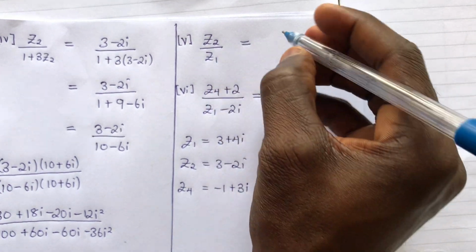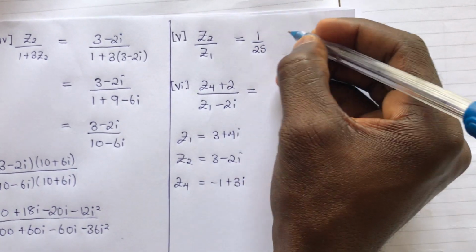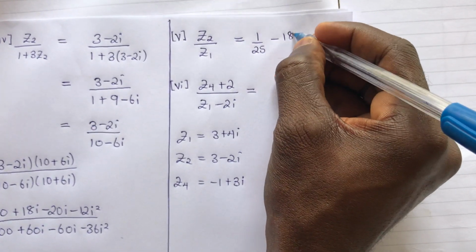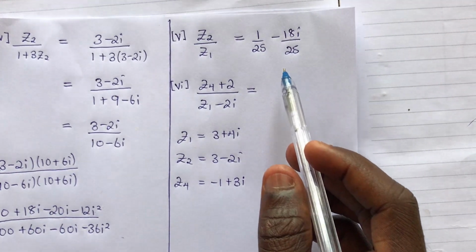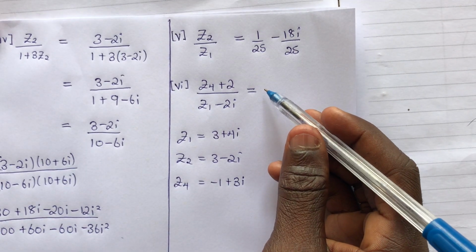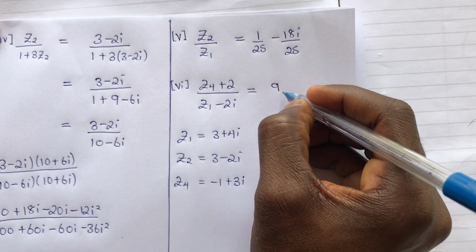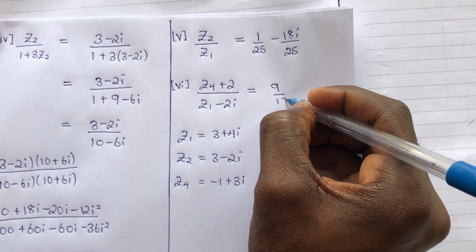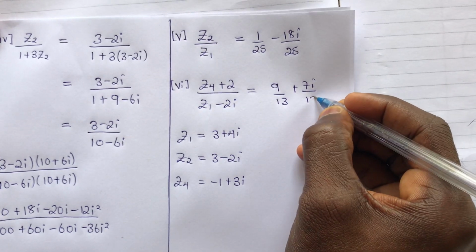This one will give you 1 out of 25 minus 18i out of 25. So you cross-check that, and this one will also be 9 out of 13 plus 7i out of 13.